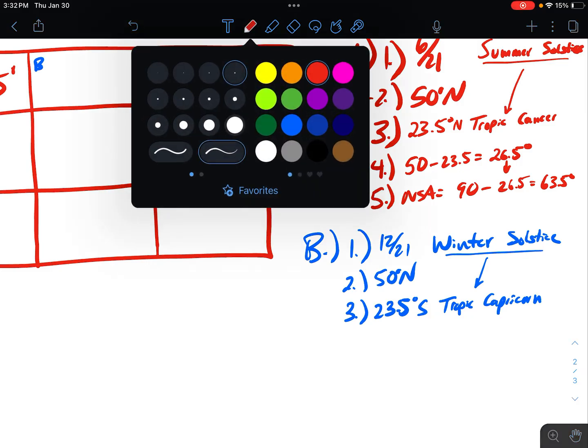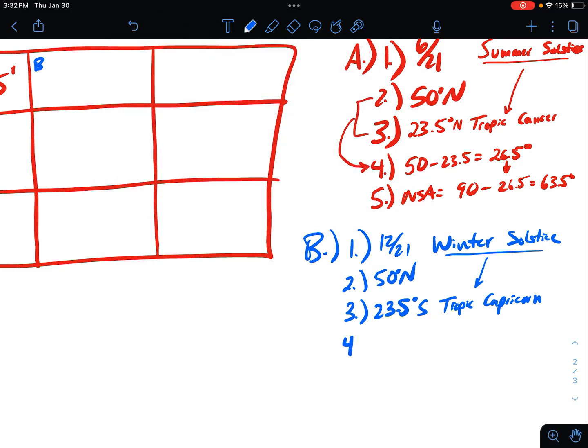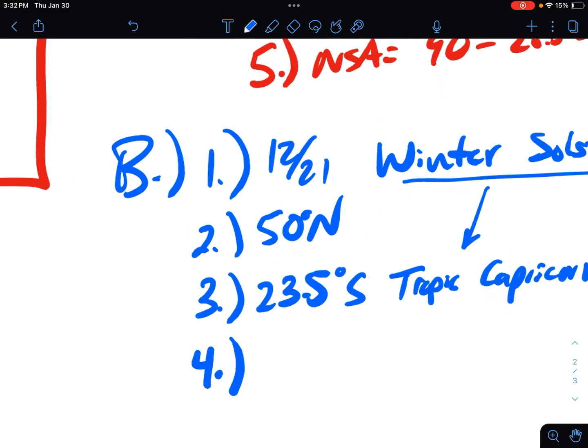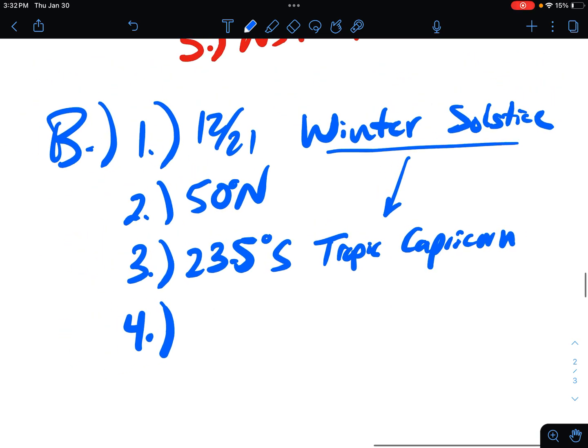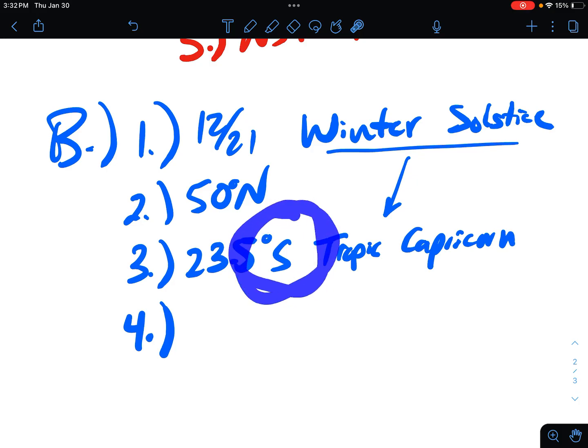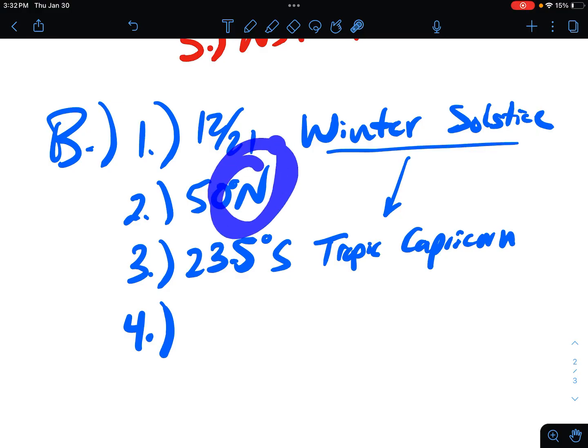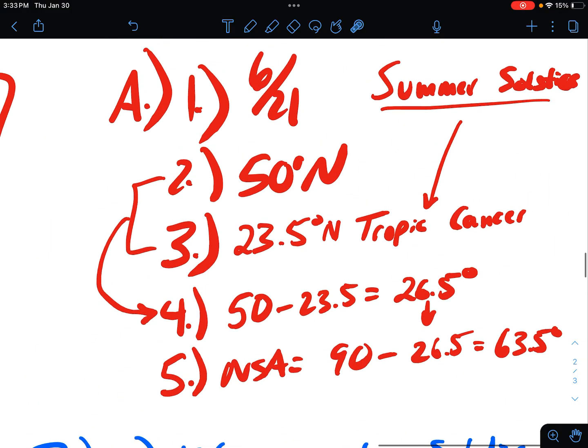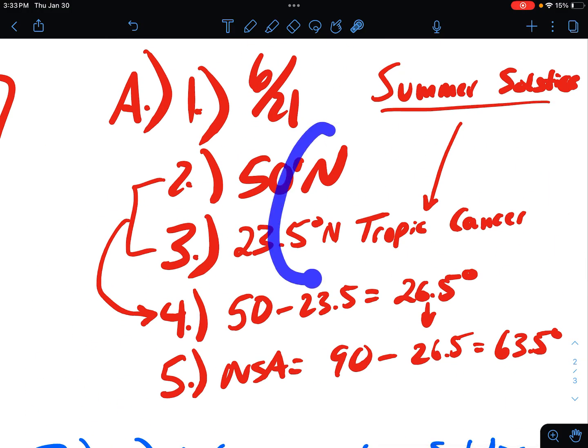Then step 4. It's a little bit of a trick on the old arithmetic here, because what we're going to do is treat this degrees south, that's the southern hemisphere, like a negative number. We're going to treat this north like a positive number. Up here, these were both positive numbers, effectively. They were both north. So all we had to do was subtract 2 positive numbers, which gives us a positive number.